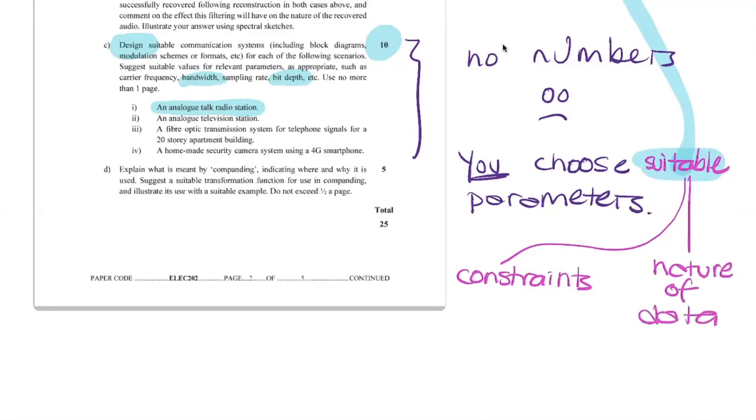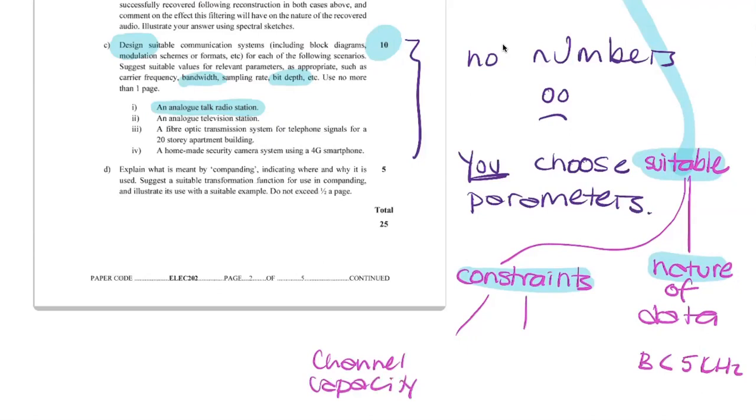So for example, what do we know about the nature of voice data? We know the nature of voice data is that the frequency is generally less than 5 kilohertz. What do we know about audio data? Audio data can be up to 15 kilohertz. Constraints could be data rate constraints. It could be something like the channel capacity. That's a constraint. A bottleneck is a constraint, and there are other constraints.